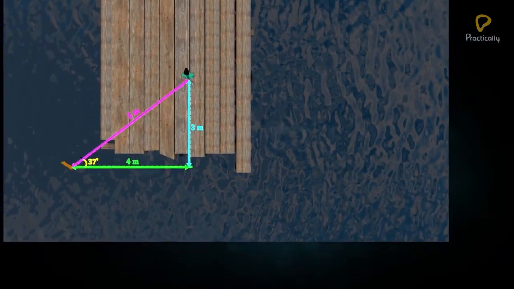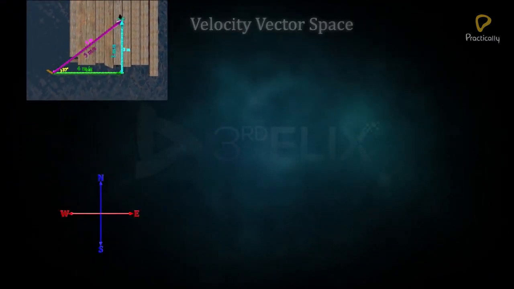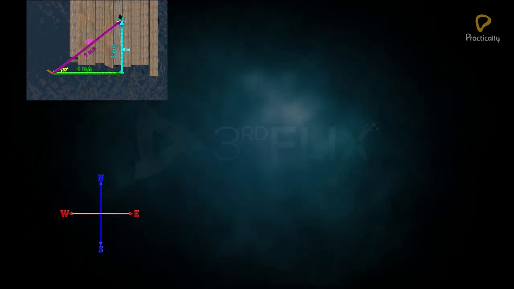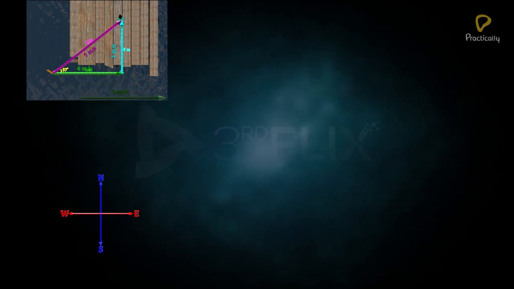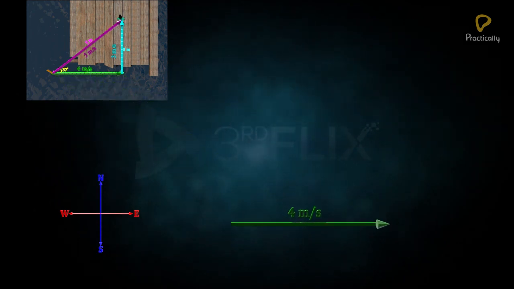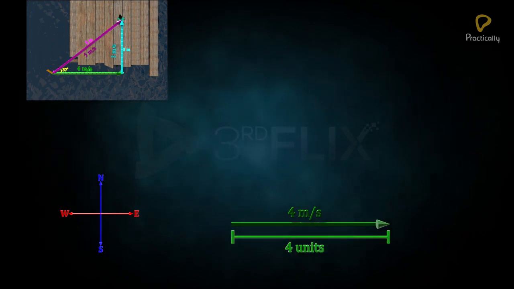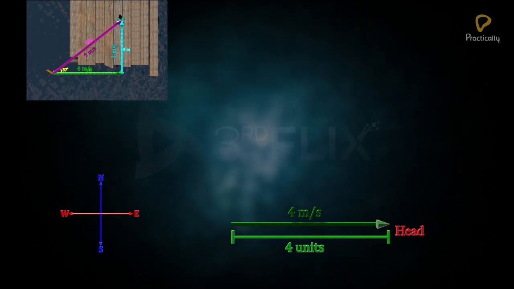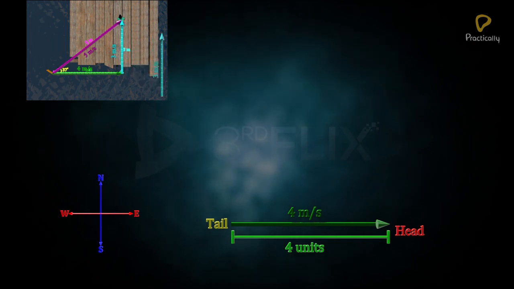Let us consider a Euclidean space. Let us call this space a velocity vector space, where only velocities are represented using arrows. Let us draw an arrow of length 4 units, pointing towards the east. This represents the plank's velocity of 4 meters per second in the east direction. We call the front end of the arrow the head and the rear end the tail.